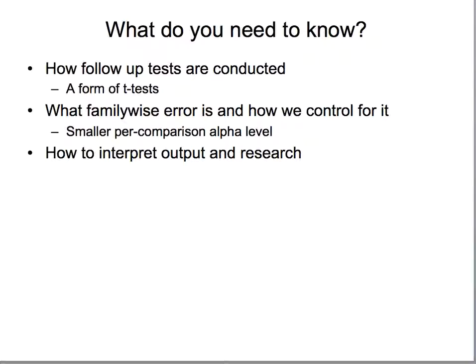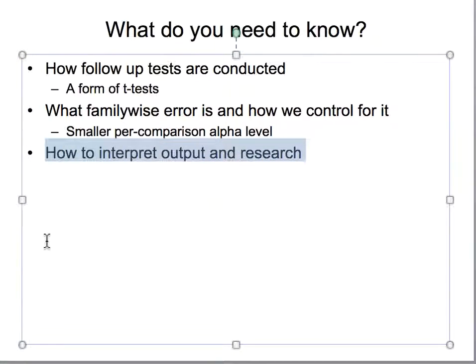What you need to know is what's going on, what family-wise error is, and how we control for it, basically by doing these different Bonferroni, Sidak, and modifying our alpha level, and then how to interpret the output and the research. And there'll be another video about looking at research. You have an assignment that will be due this next week. And this is the end of video 1.